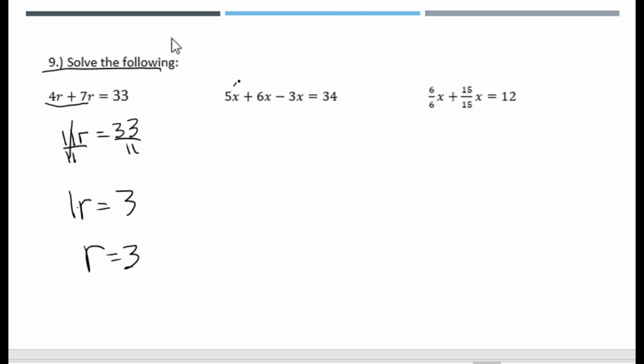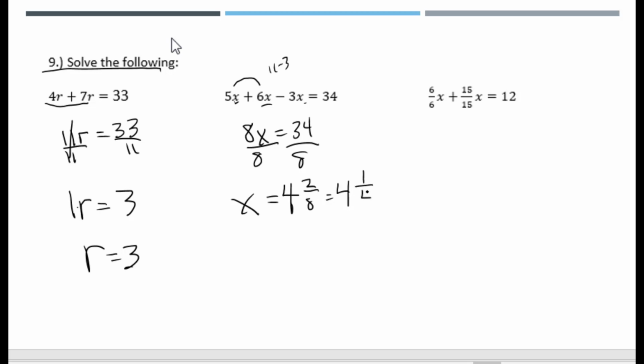These I can combine because they're all the same unit. 11x's minus 3x's is 8x's. Right? 11 minus 3 is 8. Equals 34. Divide by 8. Divide by 8. So you can write that as 34 over 8, or you can write it as 4 and 2/8, which reduces to 4 1/4.